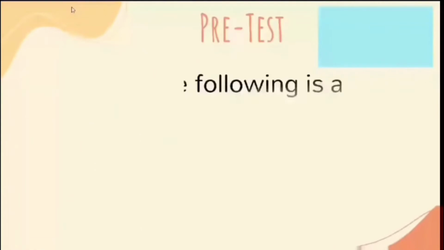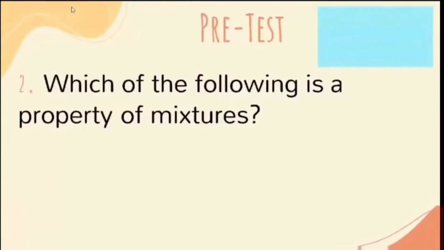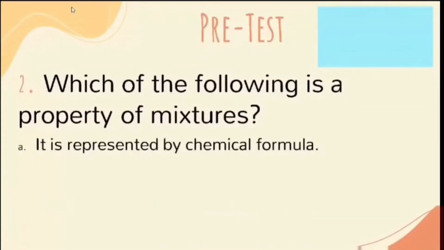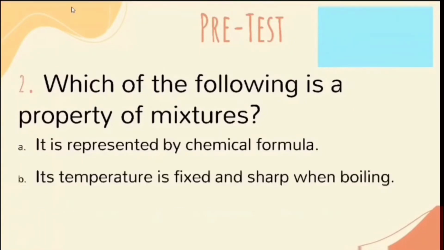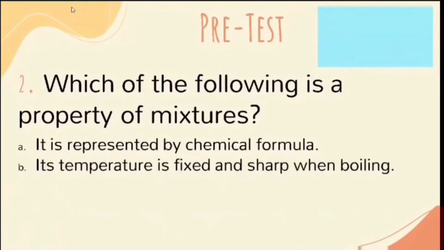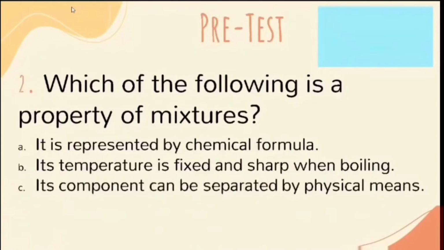Number 2. Which of the following is a property of mixtures? A. It is represented by chemical formula. B. Its temperature is fixed and sharp when boiling. C. Its components can be separated by physical means. And D. It consists of two or more chemically bonded elements.